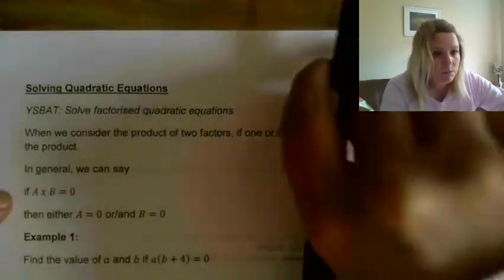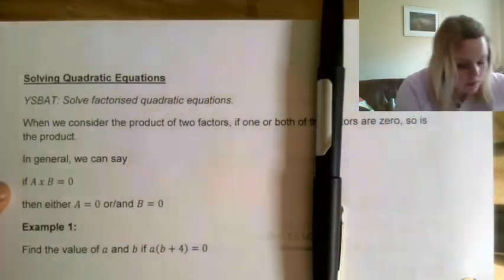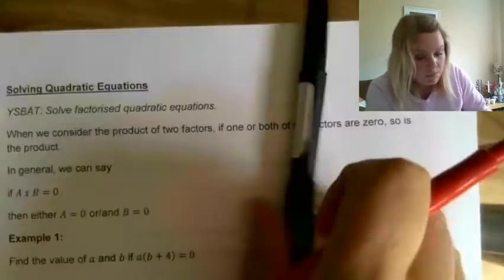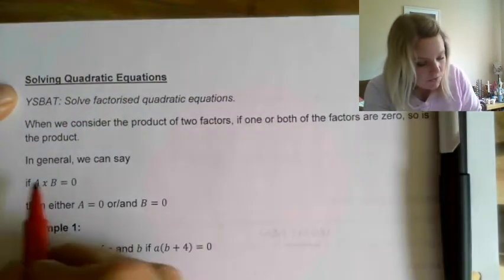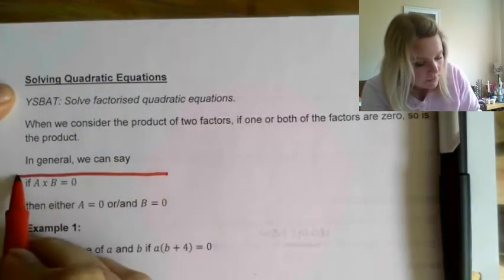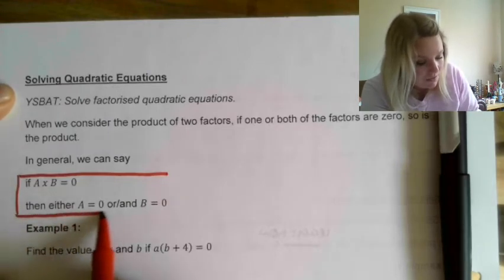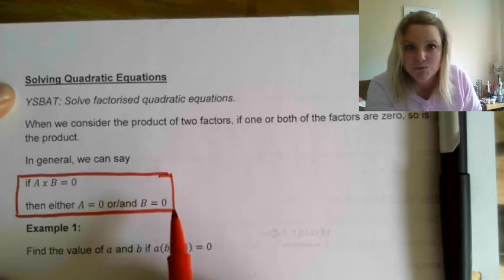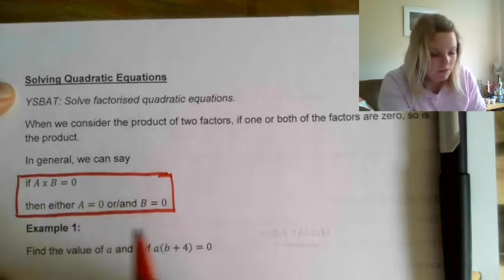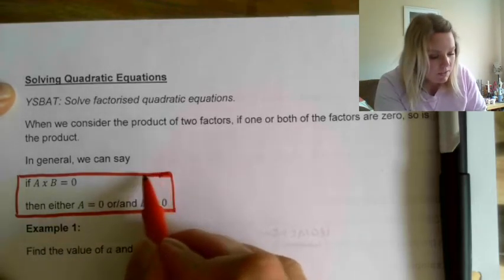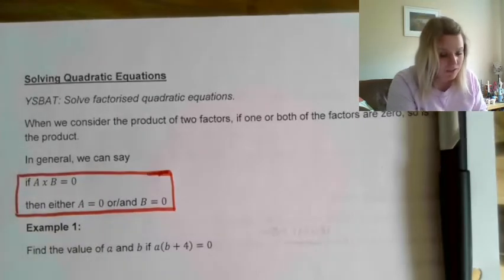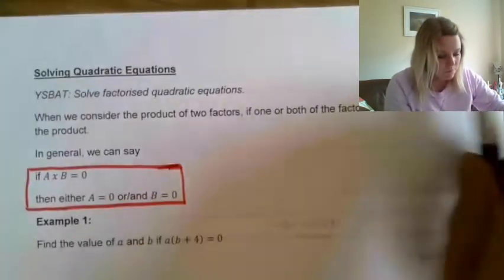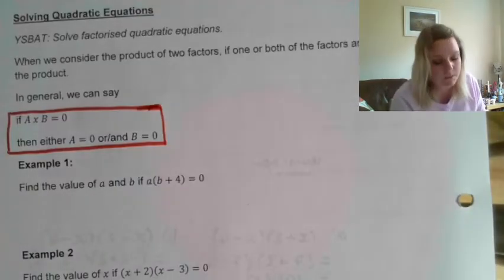Now this here would be the general rule for that. If A multiplied by B gives you 0, then either A equals 0, B equals 0, or both of them equal 0. So we need to make sure that we remember that, because it is an easy thing to forget. Now, there's a couple of examples on this.